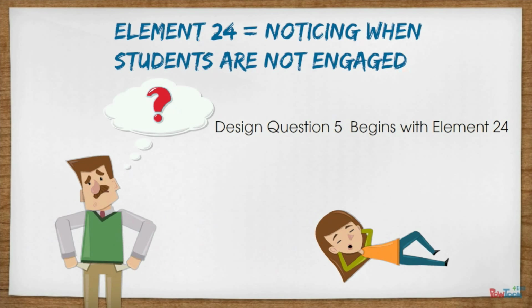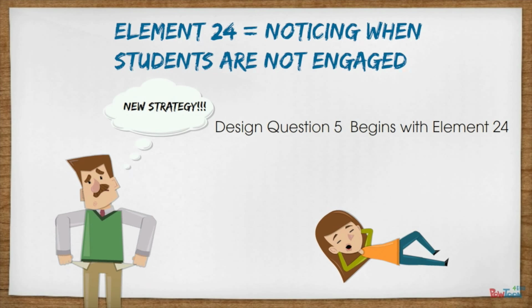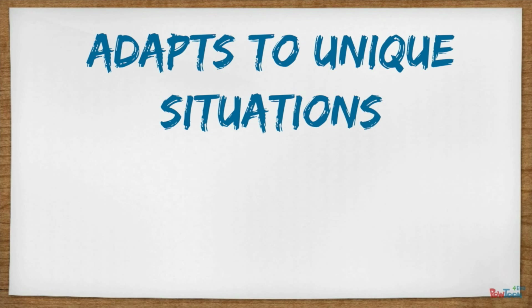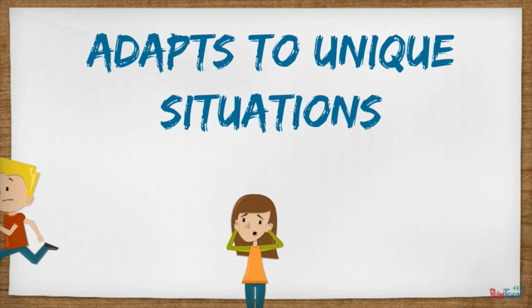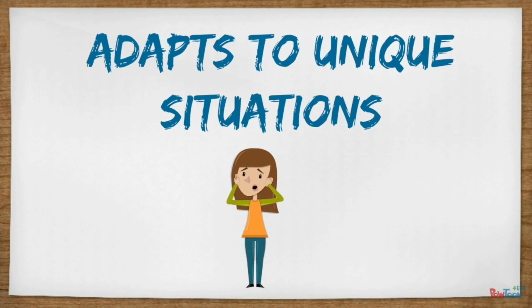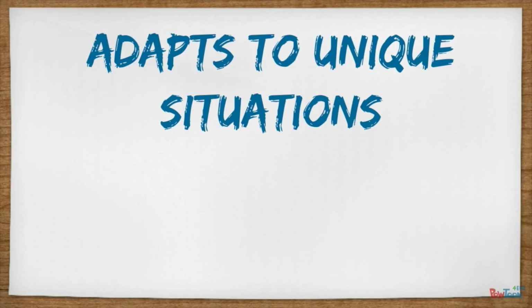Design Question 5 outlines components the teacher uses to engage and maintain engagement in the classroom and begins with element 24, noticing when students are not engaged. From here, the teacher determines the level of engagement and what to employ if re-engagement is necessary. Throughout the lesson and throughout the day, the teacher naturally adapts and creates new strategies for unique needs and situations.